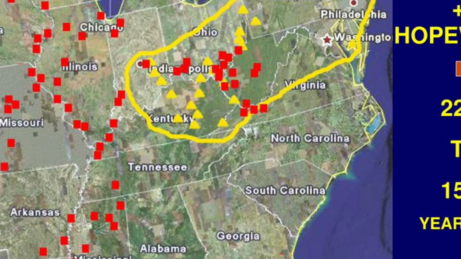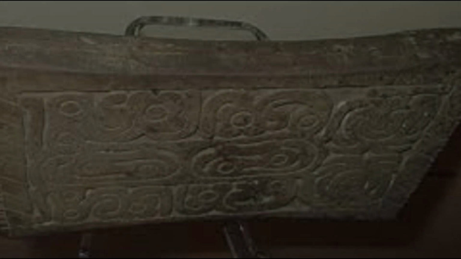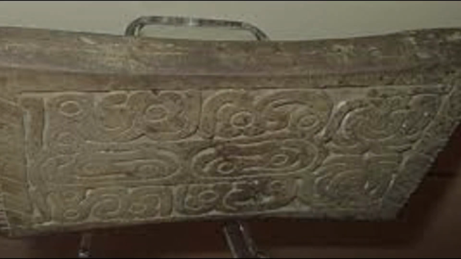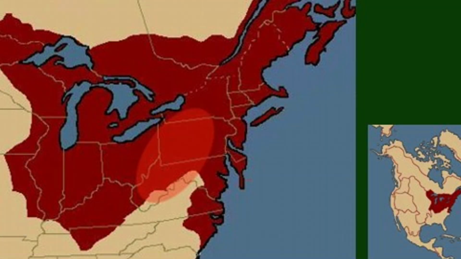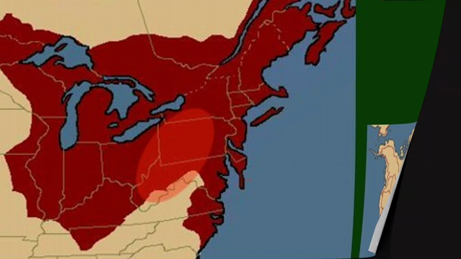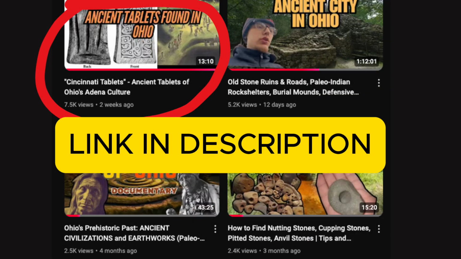So, nonetheless, this tablet is old, very old, and there could be even older versions of this tablet or similar tablets waiting to be unearthed, scattered throughout the landscape, particularly among the Ohio River Valley, where these societies thrived. Now, I highly recommend checking the first video out where I covered the Cincinnati tablets if you want to delve more into the information of the tablet.